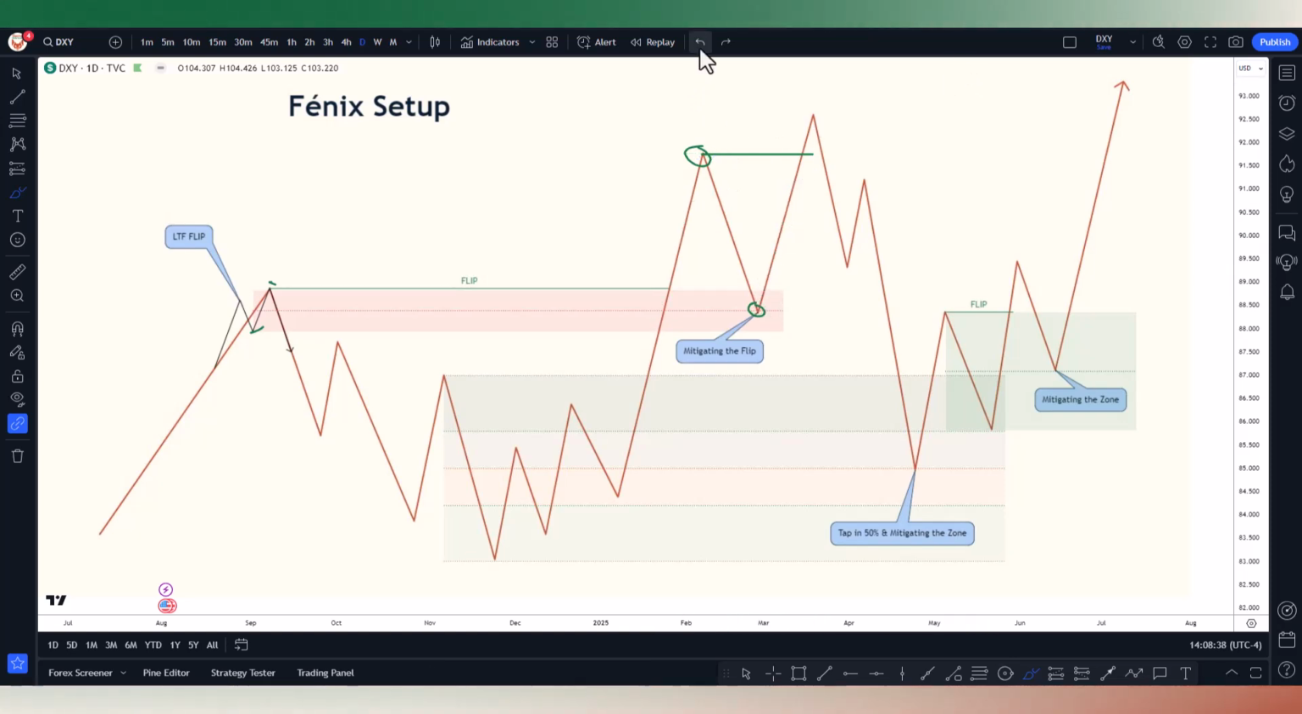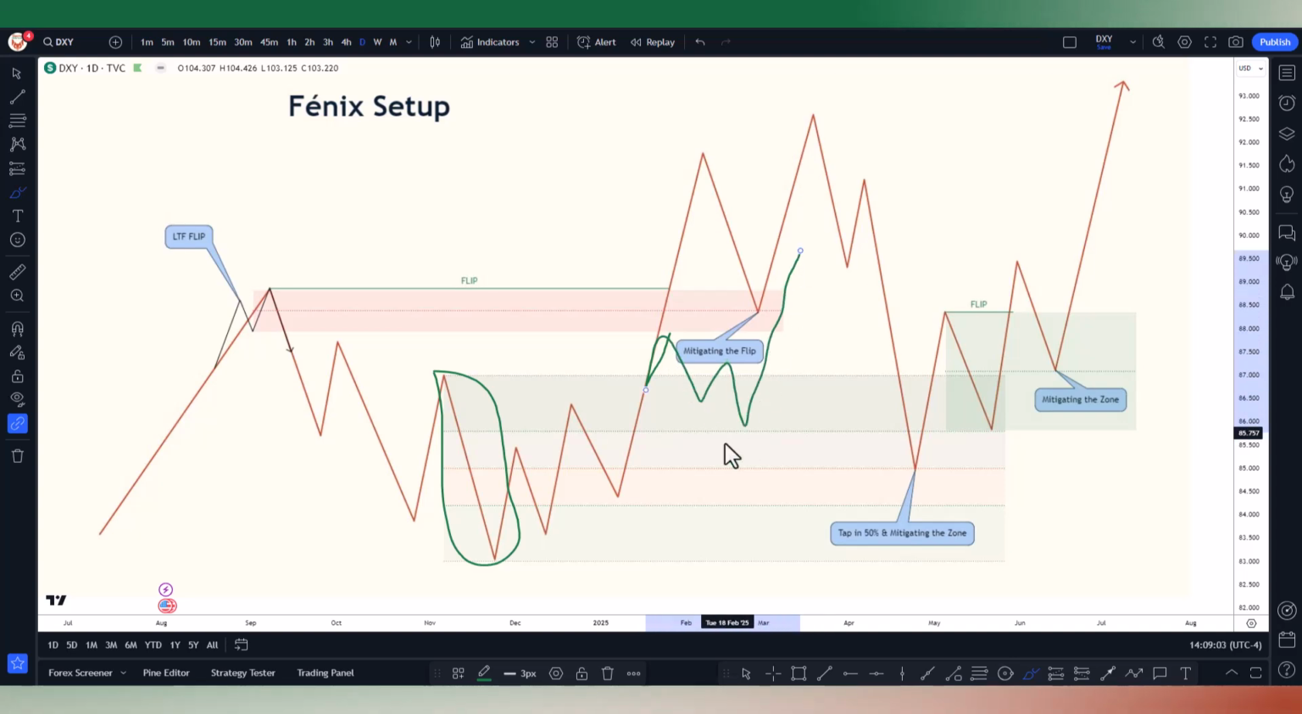Okay, after that we're going to come back to mitigate the unmitigated zone in here. And you need to watch closely what's happening after breaching the zone. If we're going to trade in here or in here without mitigating the 50%, so you want to see price trade below the 50% and even at the 70.